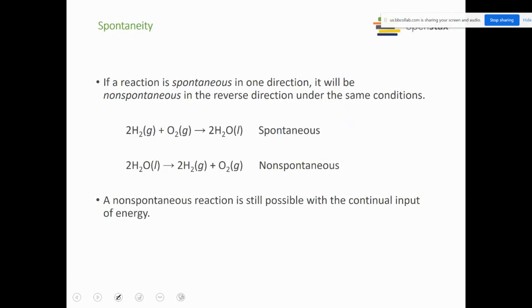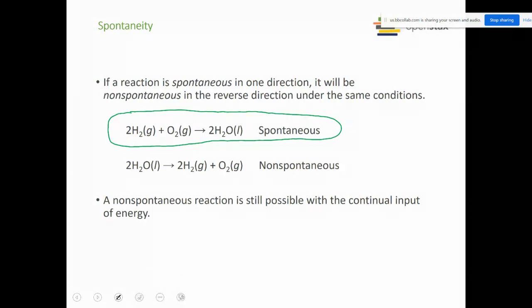Right. So now let's understand this forward direction versus reverse direction concept of spontaneity. So let's say I tell you this reaction right here, where hydrogen gas reacts with oxygen gas to form liquid water, is spontaneous, right? That means if I have hydrogen and oxygen gas, and I just throw in one small speck of spark, this reaction happens. So I call this reaction spontaneous.